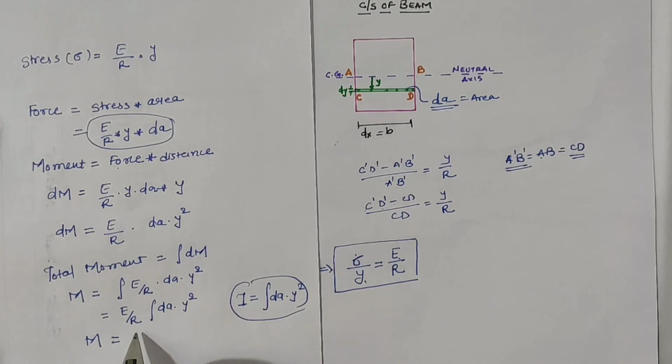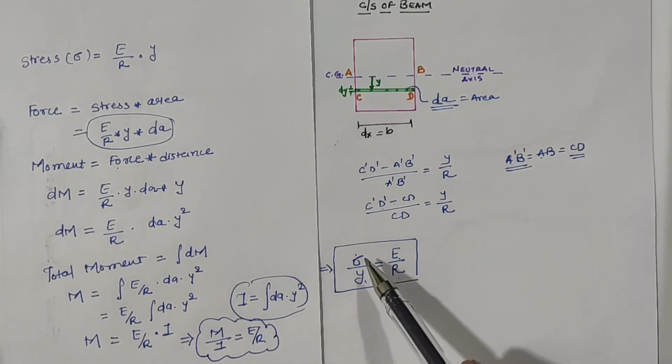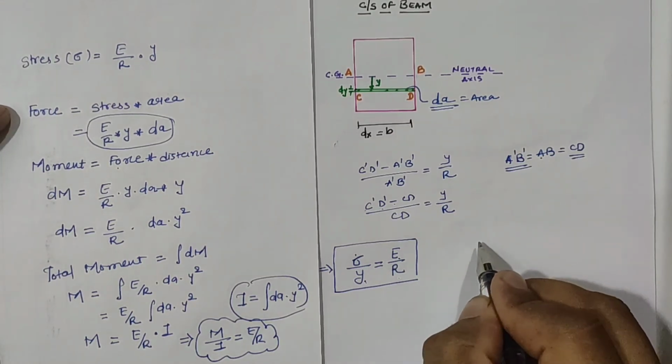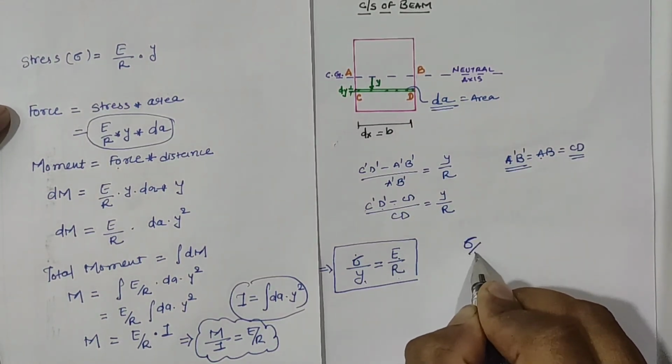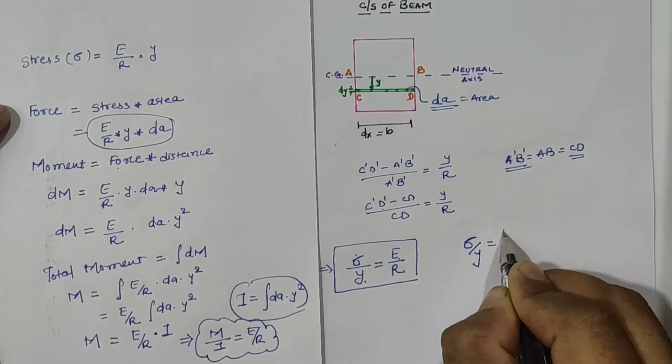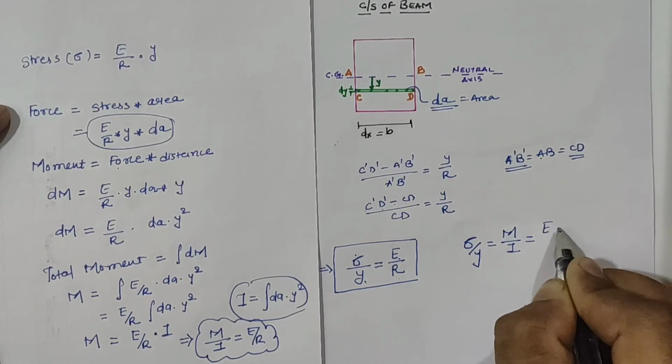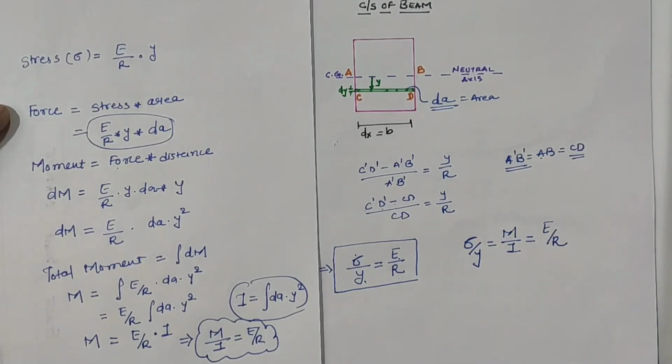So let us put the value of I in the equation. We have M is equal to capital E divided by R into I. So rearranging the equation, we have M divided by I is equal to E divided by R as part 2 equation. Now part 1 is sigma by y is equal to E by R, hence from both the parts we have sigma divided by y equal to M divided by I equal to E by R.